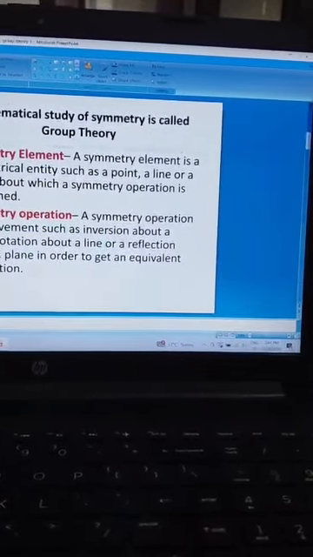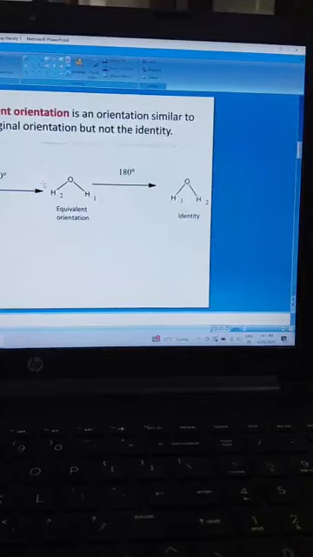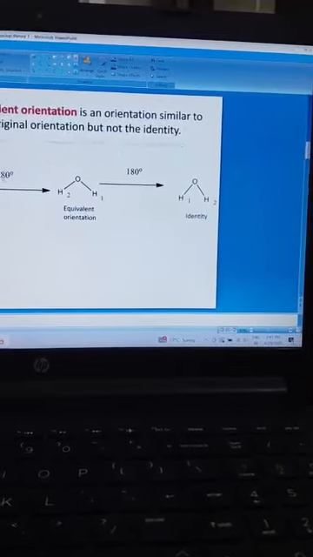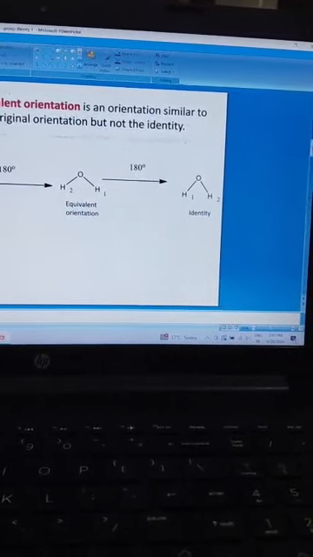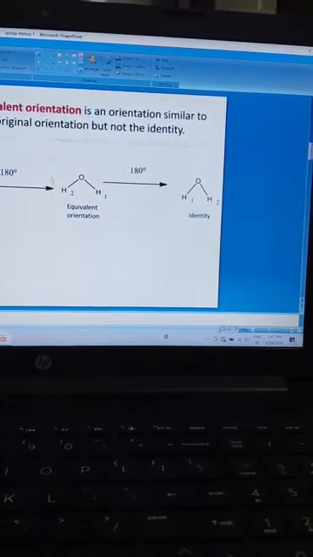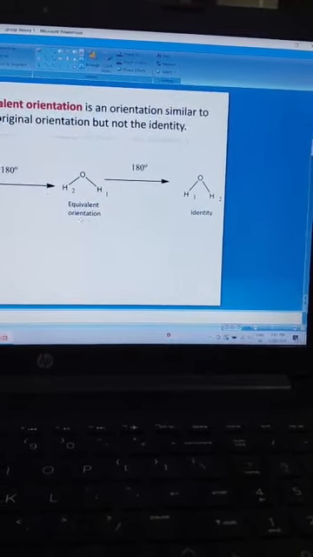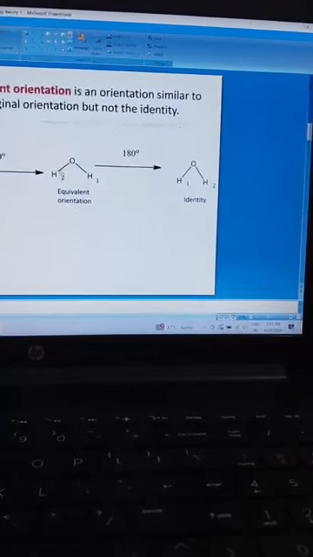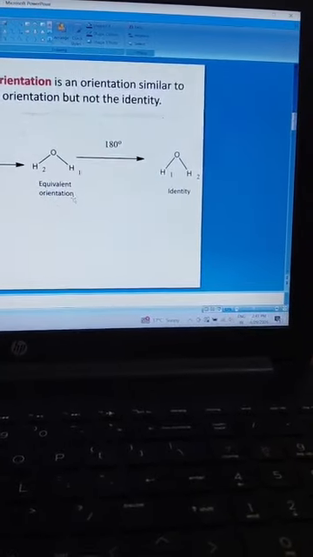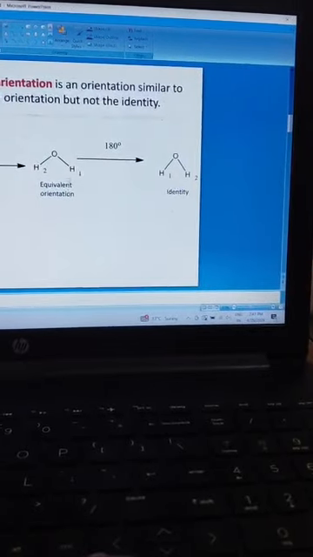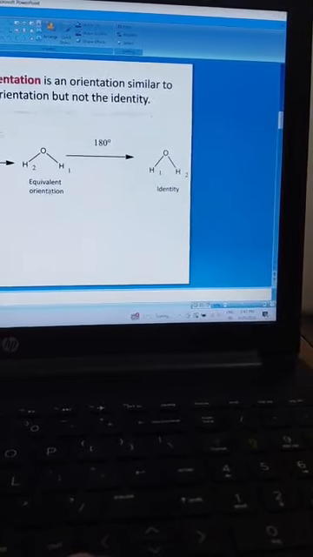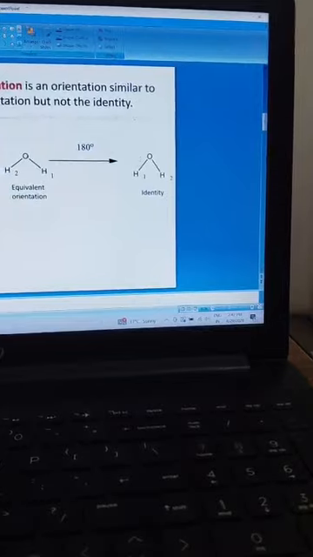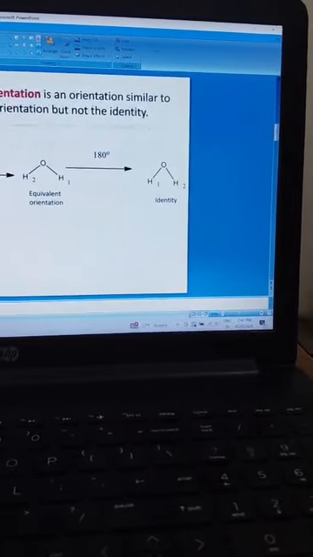What is equivalent orientation? It is a similar orientation to the original orientation but not identical. If you see the water molecule, if we rotate this water molecule around 180 degrees, then we get an equivalent orientation. It means that the position of H1 is changed by H2 and the position of H2 is changed by H1. It is similar but not identical. So this structure is equivalent to this. Again we rotate this molecule around 180 degrees, then we get an identical structure as previous.